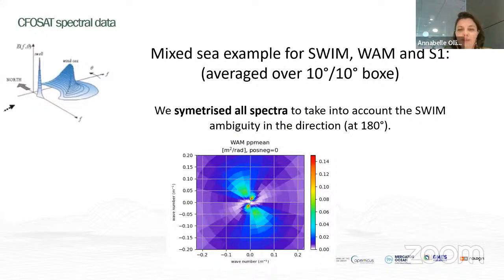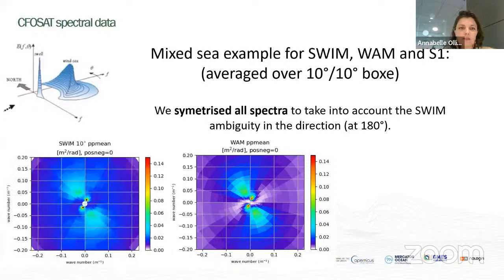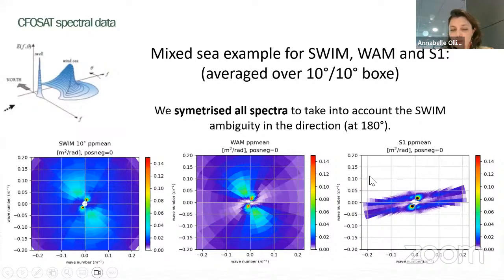So here you have an example of a mixed sea area with a little bit of swell and a little bit of wind from a model. This is from the observation from CFOSAT data. And this is from Sentinel-1 data, which was able to see very well the swell but which was not able to see the wind seas, for instance. So now, thanks to CFOSAT, we can see the whole spectrum. And it's very, very valuable information for the models.